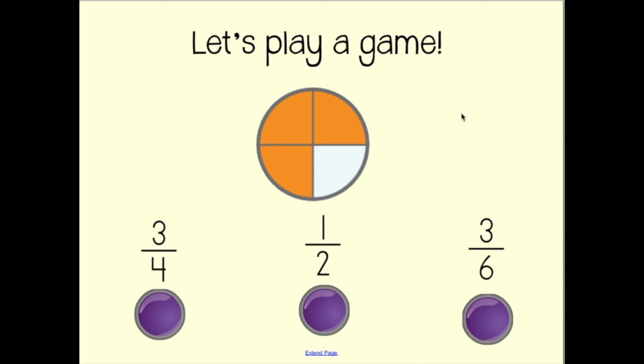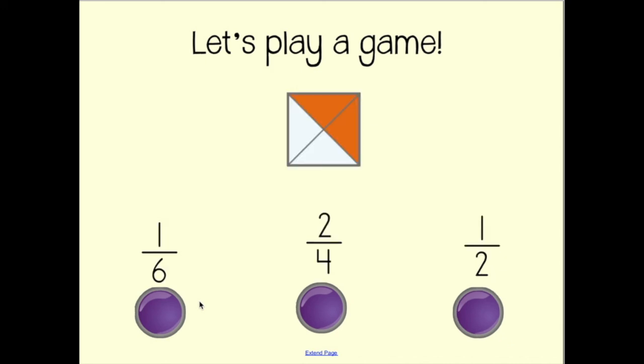Okay, what about this one? Think about how many pieces are orange, and think about how many pieces there are all together. Nope, it's not that one. I mean, yeah, 3 of them are orange, but there's not 6 pieces in this pizza. No. 3/4 of that pizza is orange. Give yourself a pat on the back if you got that one right.